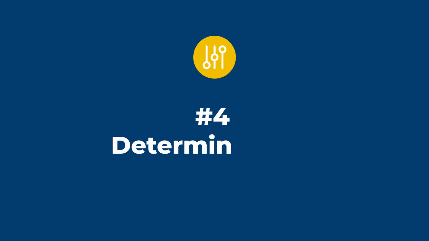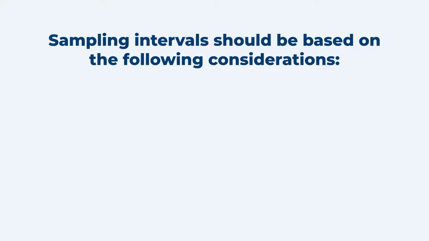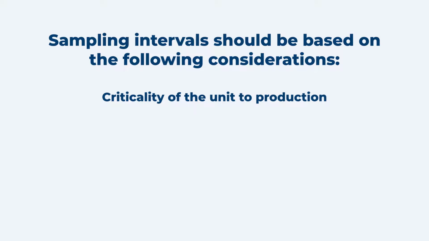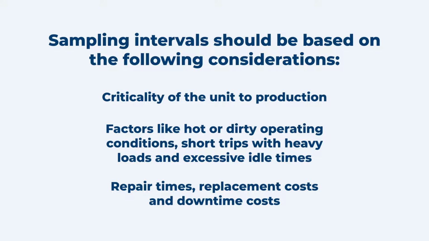Next, determine your fluid sampling intervals. The interval recommendations provided by your equipment manufacturer will give you a good starting point for developing your predictive maintenance practices. Sampling intervals should be based on the following considerations: criticality of the unit to production, factors like hot or dirty operating conditions, short trips with heavy loads and excessive idle times, repair times, replacement costs, and downtime costs. For proper trending, samples should be taken at regular intervals and from the same point each time.